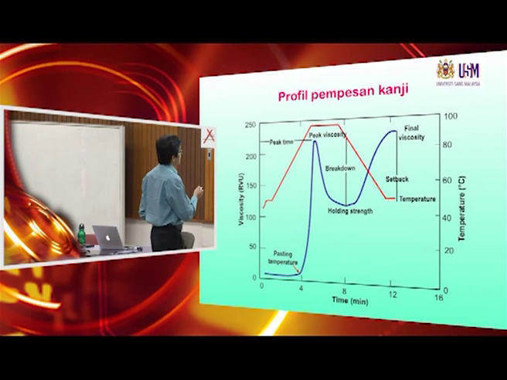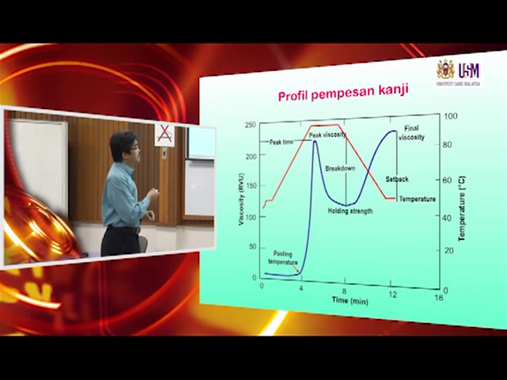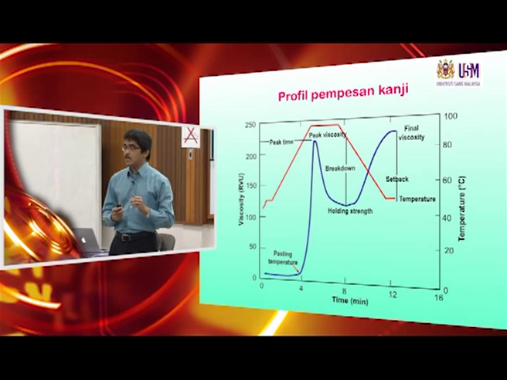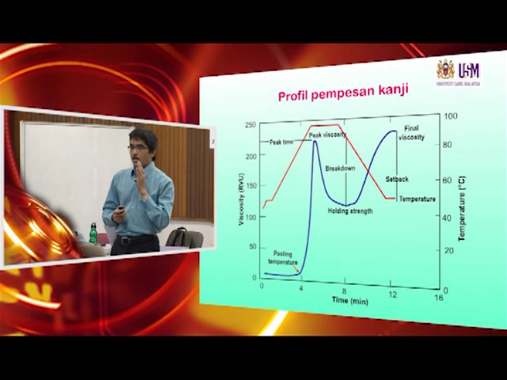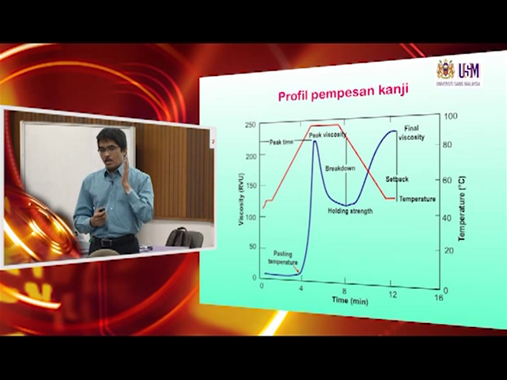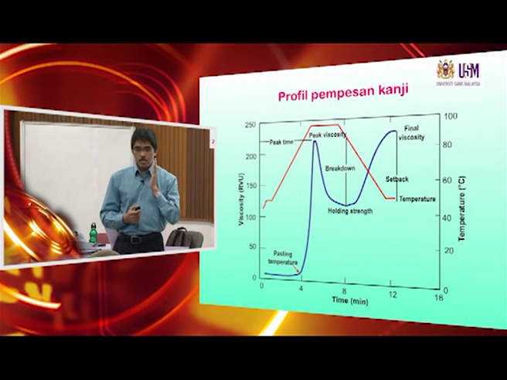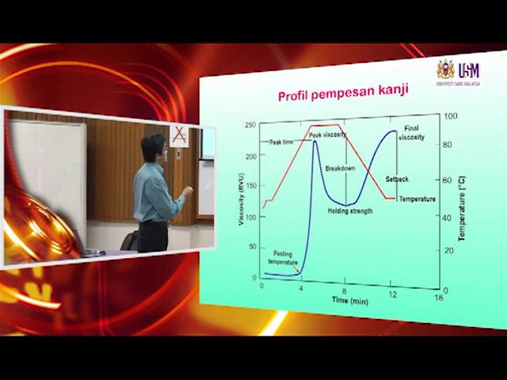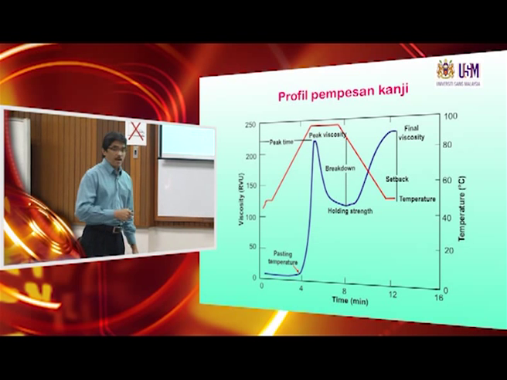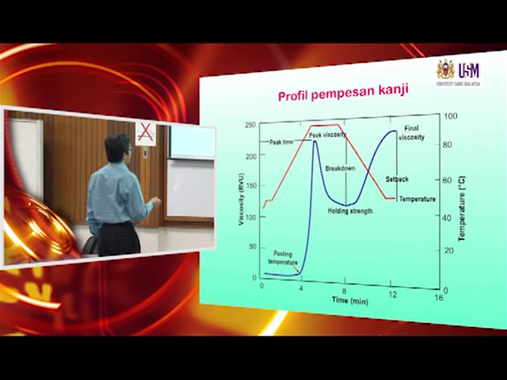And then after that, we start to cool down. So there's a cooling period also, at a constant cooling rate. This is when the retrogradation starts. When we cool down the starch paste, the onset of retrogradation will start here. The process is called setback. Okay? So we can measure a few parameters.